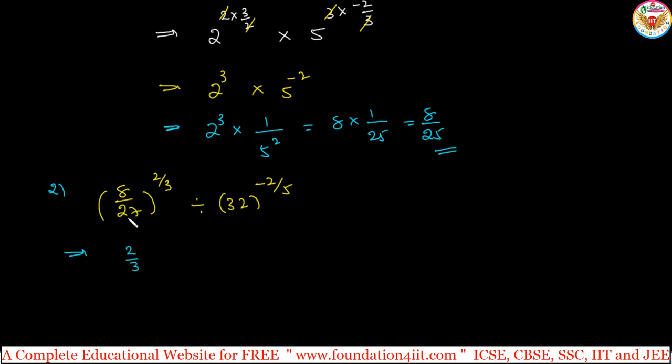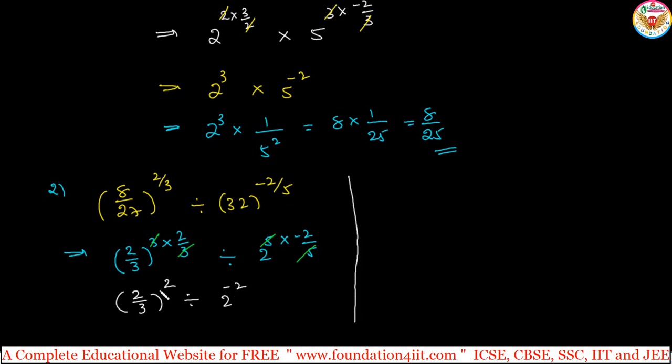Now I can write 8 by 27 as 2 by 3 whole to the power 3, again into power 2 by 3. And divided by 32, which is 2 to the power 5, whole to the power again minus 2 by 5. Okay, directly I did it: cancel the 3 and 3, and 5 and 5. So here is 2 by 3 whole to the power 2 divided by 2 to the power minus 2.